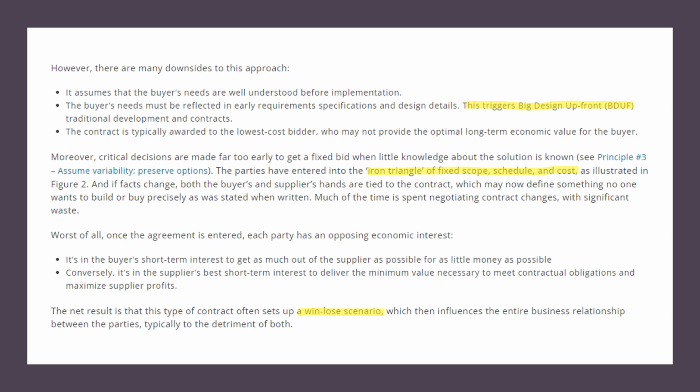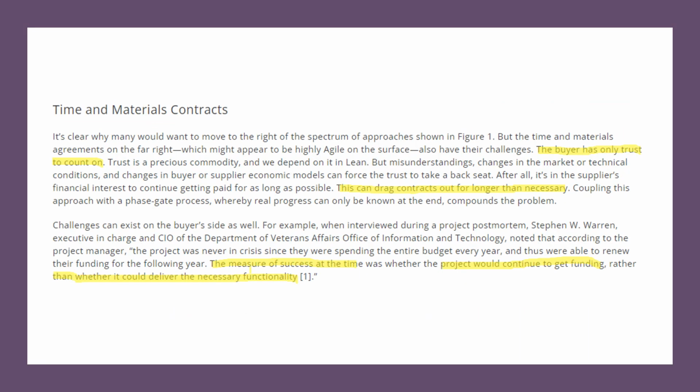But the net result is this type of contract often sets up a win-lose scenario, which then influences the entire business relationship between parties, typically to the detriment of both. Let us look at time and material contracts, which is the right end of the spectrum of the approaches.